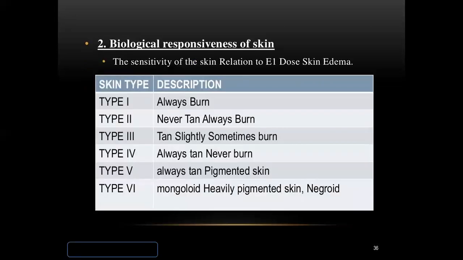Second is the biological responsiveness of the skin, the sensitivity of the skin in relation to E1 dose and skin edema. Skin type 1: always burn. Type 2: never tan, always burn. Type 3: tan slightly, sometimes burn. Type 4: always tan but never burns. Type 5: always tan, pigmented skin. And type 6 is the heavily pigmented skin or negroid.